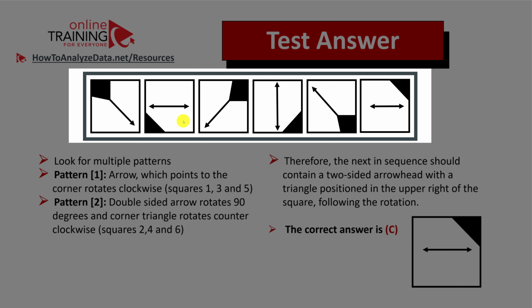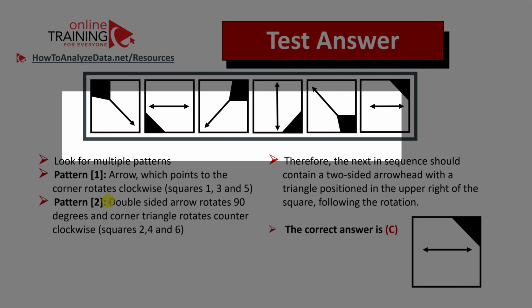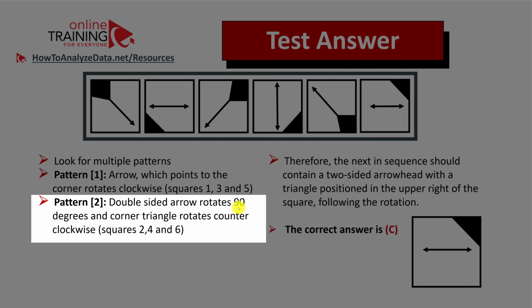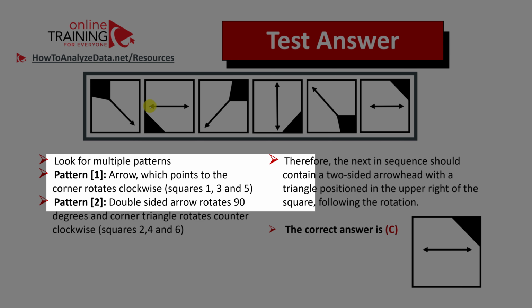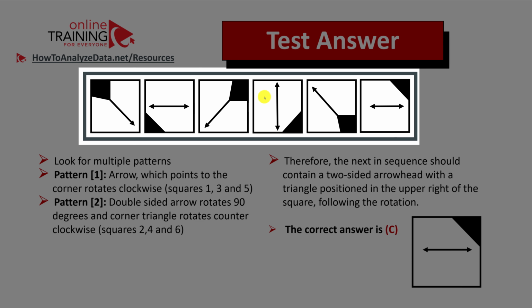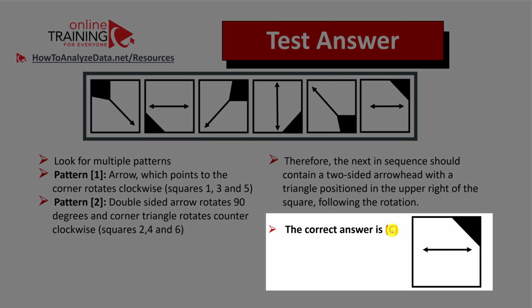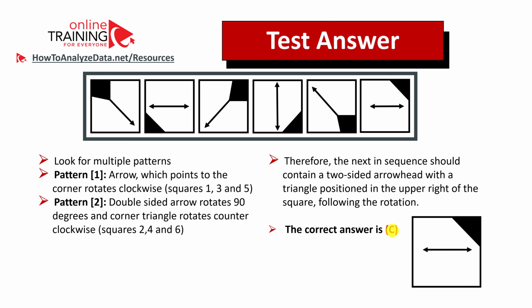Then we have a completely different pattern in squares 2, 4, and 6, which was missing. This particular pattern is a double-sided arrow that rotates 90 degrees, which you can see here. Here it's completely horizontal, here it's completely vertical, so in square number 6, it will be horizontal again. And then another thing that happens here, the corner of the square rotates counterclockwise, and it goes from the bottom left corner to the bottom right corner, so the next position for that corner would be the upper right corner. So the correct answer here is choice C. Hopefully you've nailed this question and now know how to answer similar problems on the test.